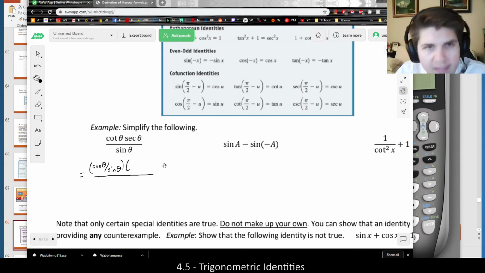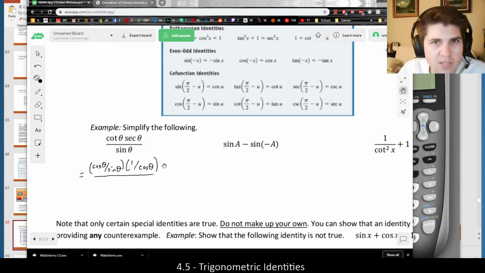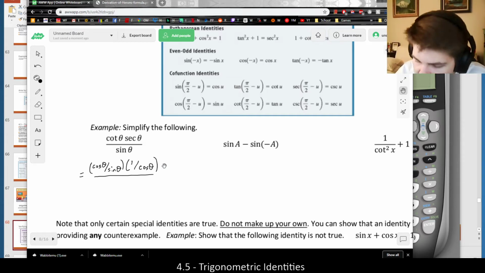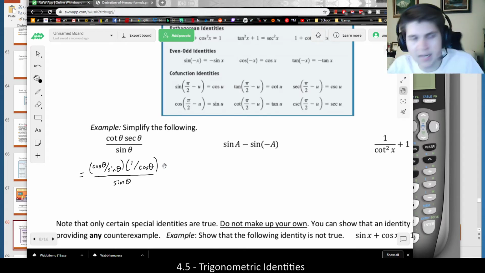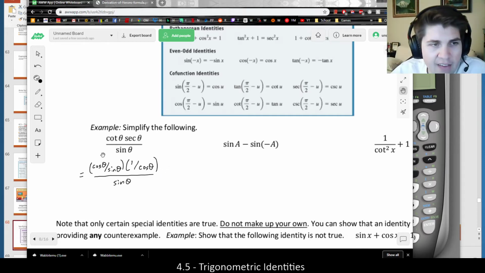Secant is the reciprocal of cosine: 1 over x, or 1 over cosine of theta. So if I change secant using its reciprocal identity, and sine is already in terms of sine and cosine, this makes things simpler. Now everything is in terms of sine and cosine. On the top of this expression, I have cosine divided by sine times 1 over cosine.